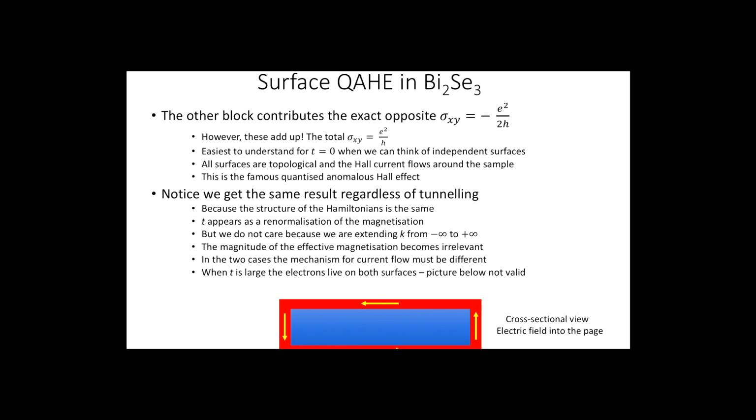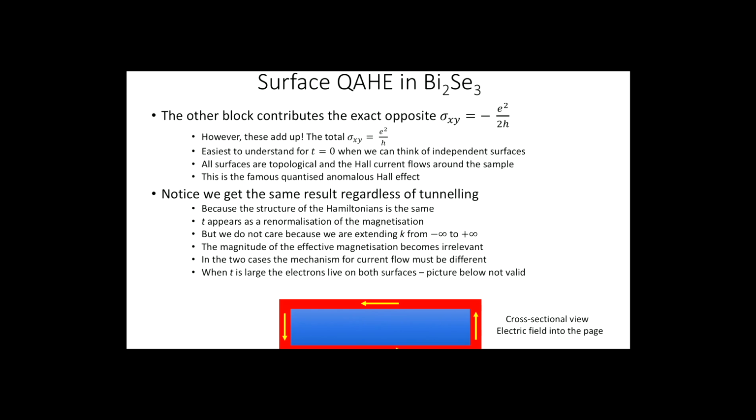So the tunneling appears as a renormalization of the magnetization. So the effective magnetization on the top is not the same as the effective magnetization on the bottom. But we don't care because we're integrating over the entire filled valence band, and we are extending k from minus infinity to infinity. So the magnitude of this magnetization becomes irrelevant.